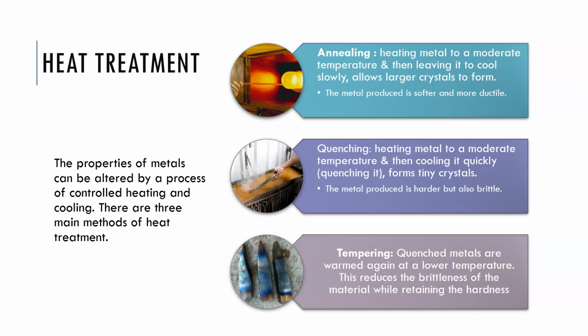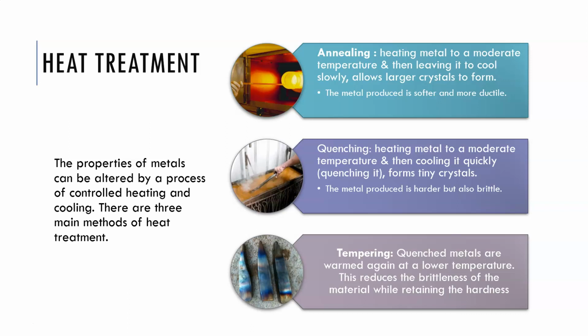Heat treatments allow us to manipulate that crystal size more precisely. The properties of metals can be altered by controlling the heating and cooling rates to control the size of the crystals that we get. Annealing means to heat the metal to a moderate temperature and let it cool very slowly. This allows large crystals to form, producing a softer and more ductile metal.